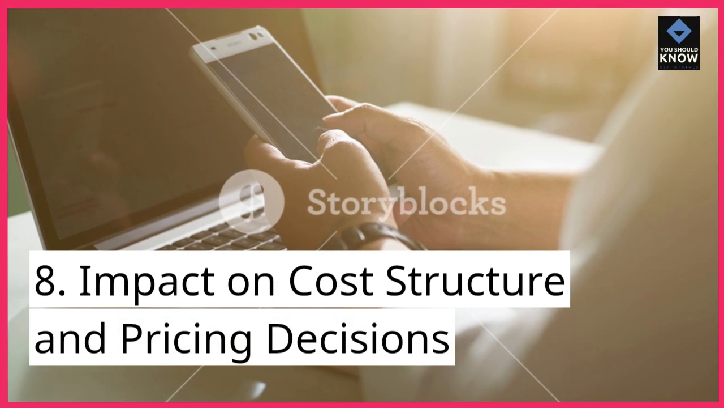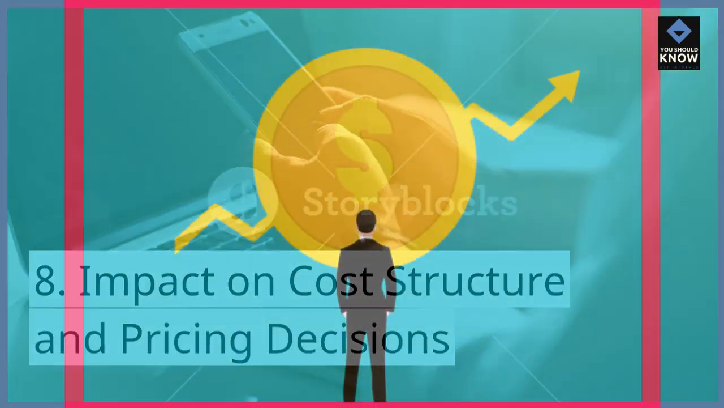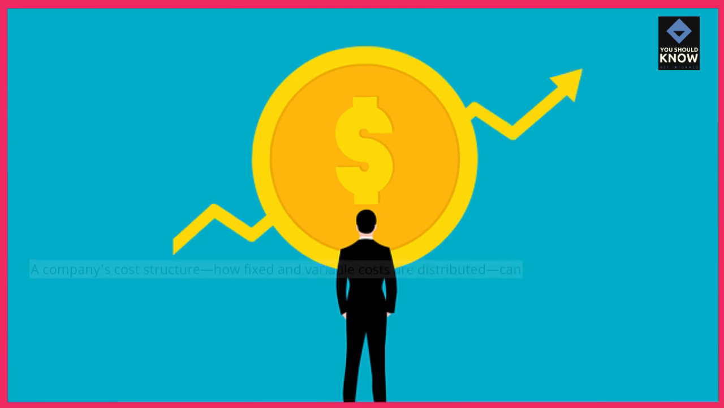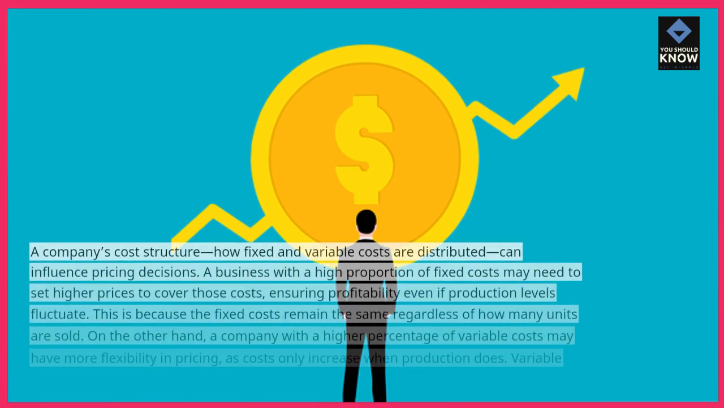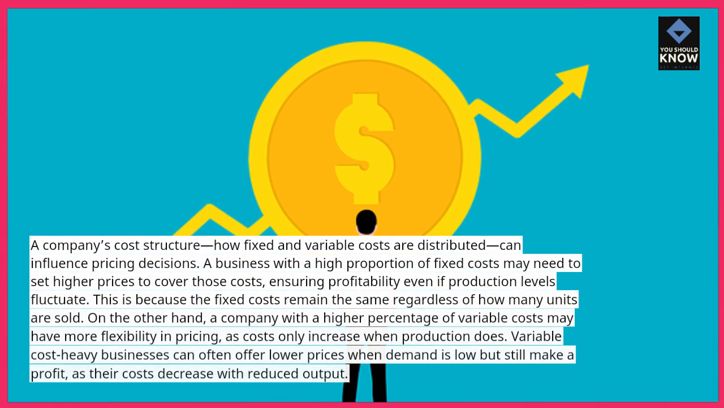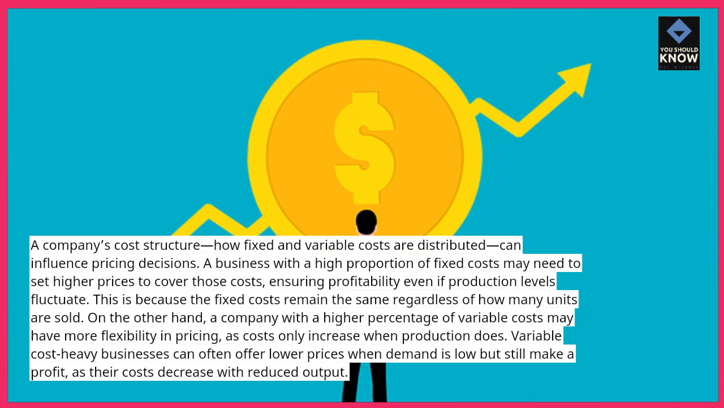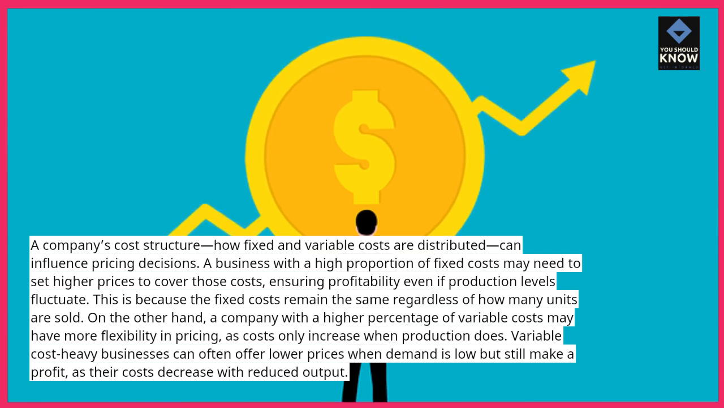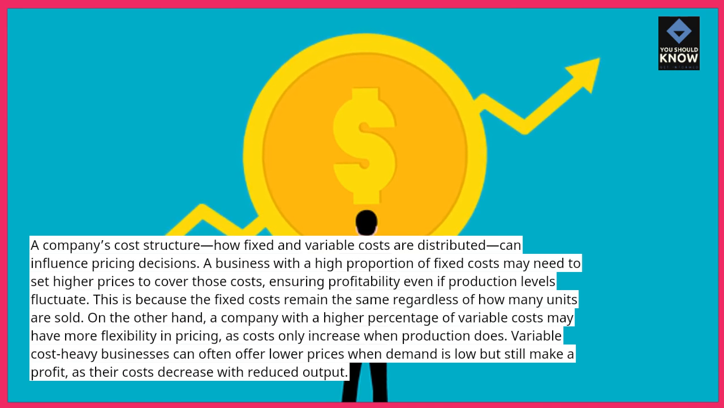8. Impact on cost structure and pricing decisions. A company's cost structure, how fixed and variable costs are distributed, can influence pricing decisions. A business with a high proportion of fixed costs may need to set higher prices to cover those costs, ensuring profitability even if production levels fluctuate. This is because the fixed costs remain the same regardless of how many units are sold.